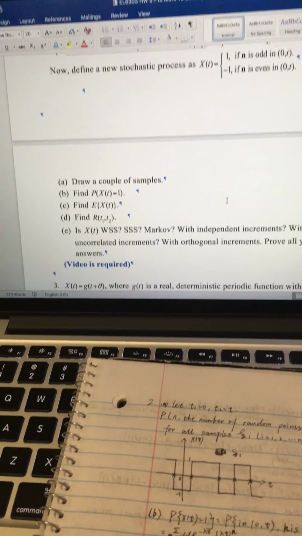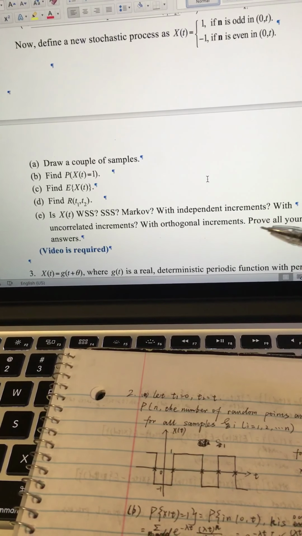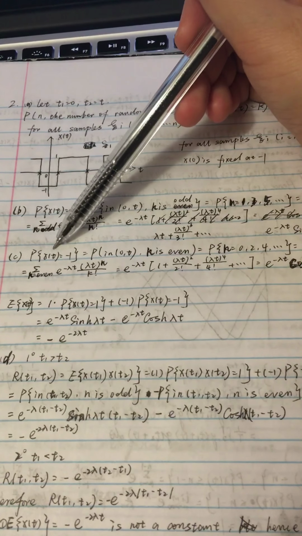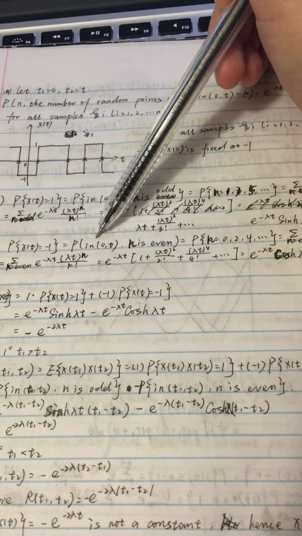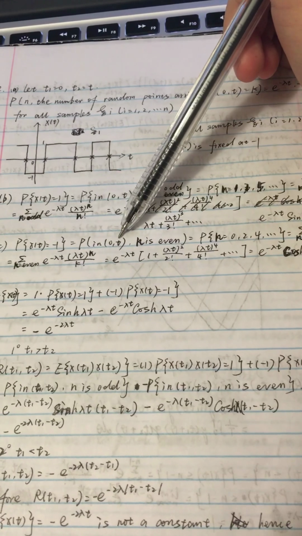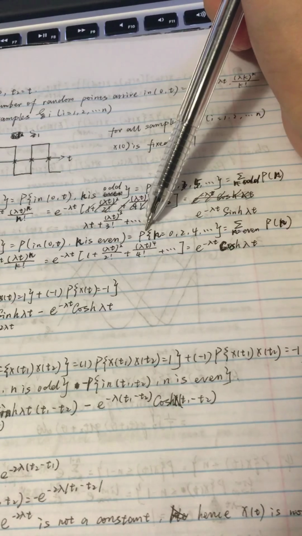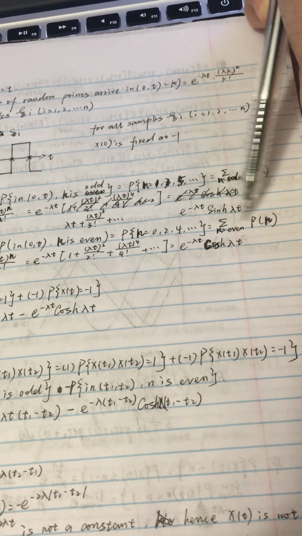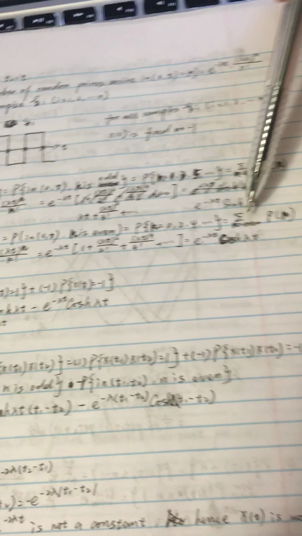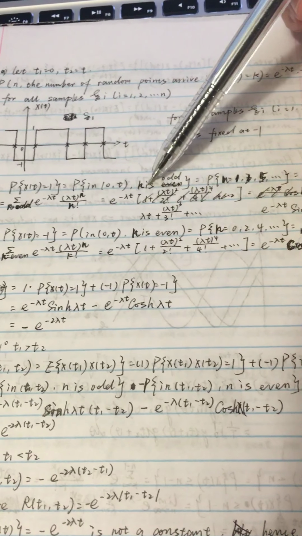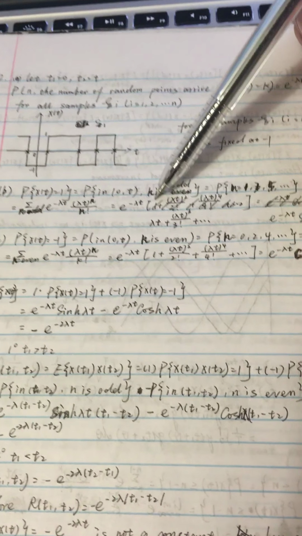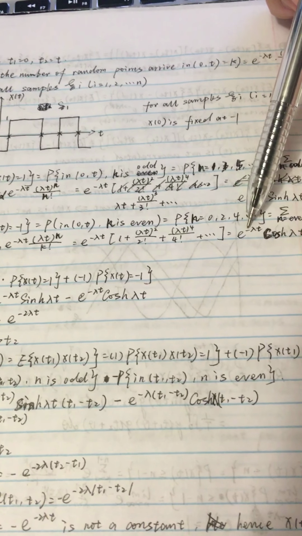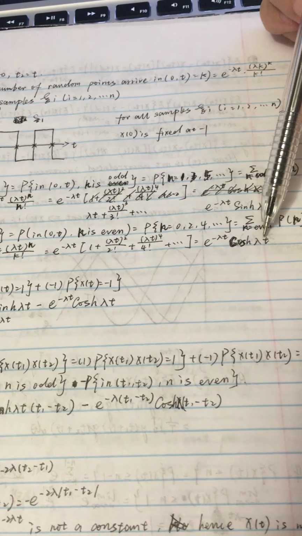Now let's look at the third question. Find the expectation of xt. First, we look at the probability of xt equals -1. It's the probability that the number of points n in the interval 0 to t is even, which means the sum of Pn when n is even. So, same as the principle above, it could be written as e to the order of minus lambda t times cosh lambda t.